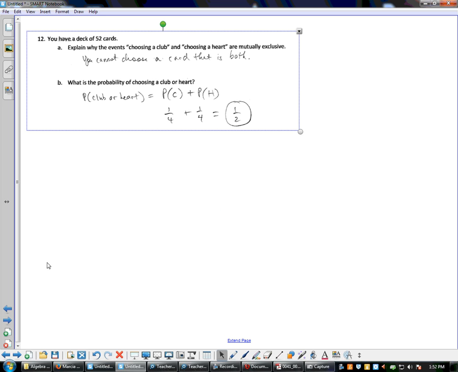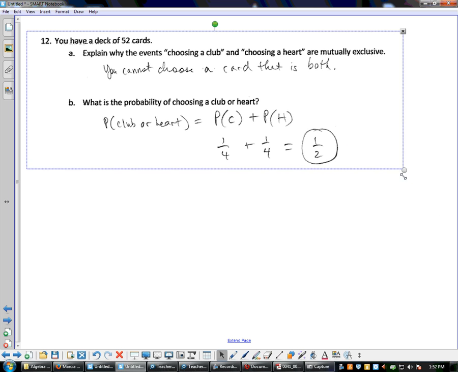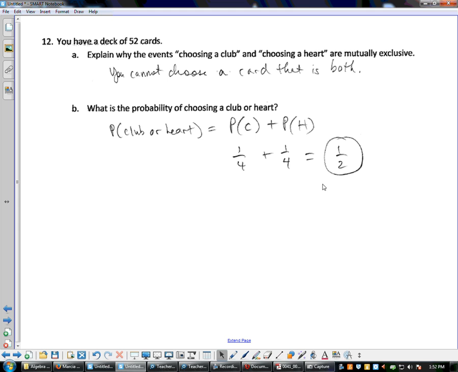All right, that brings us to number 12, which says you have a deck of 52 cards. Explain why the events choosing a club and choosing a heart are mutually exclusive. Well, you cannot choose a card that is both a heart and a club, so that's why they're mutually exclusive. So what's the probability of choosing a club or a heart? Remember, if it's an or situation, you need to use plus.